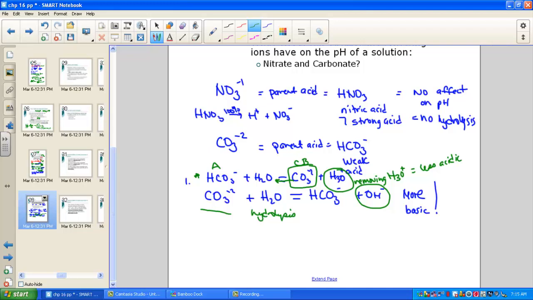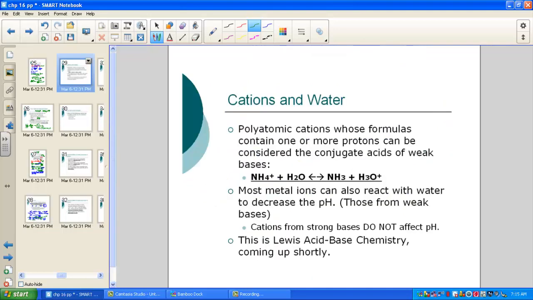We've done a great deal of talk about the negative ions of acids. Let's consider the positive ions from bases. Cations and water. Polyatomic cations whose formulas contain one or more protons can be considered the conjugate acid of a weak base. So here's our most familiar polyatomic ion. Always suspect if there's a nitrogen, we know that that is a great proton abstractor, so it's going to take the proton from the water.